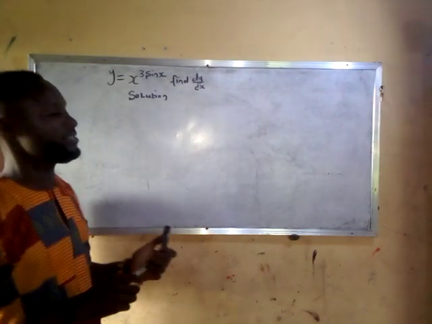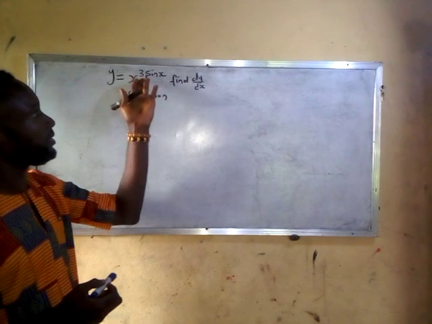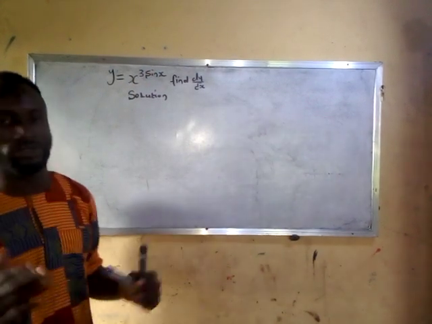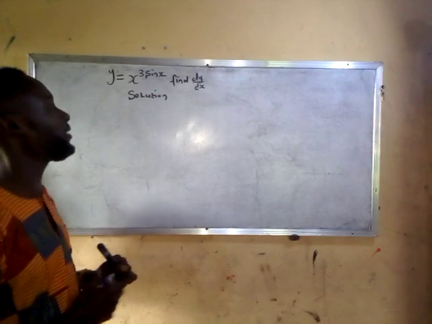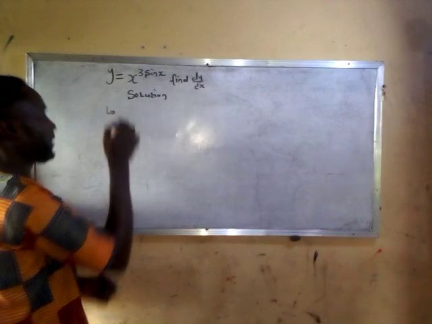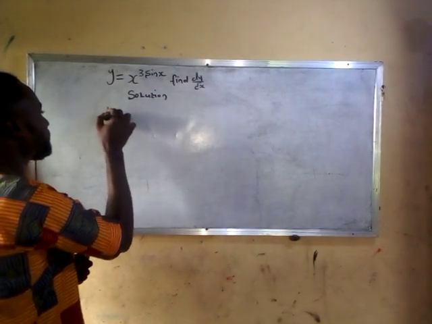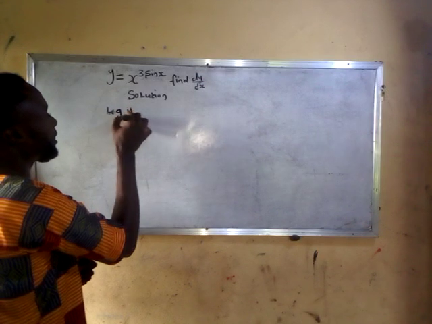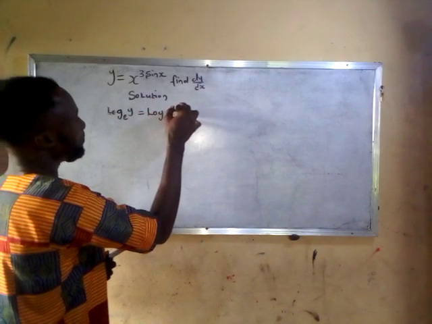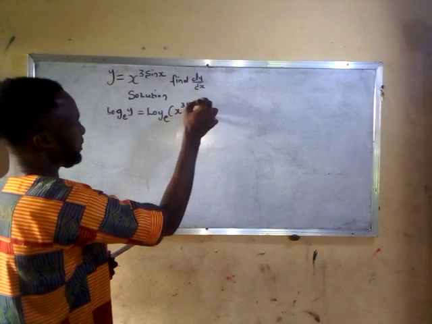Remember what I said in our last video, that if we have anything raised to a power like the question given here, we introduce natural log to the left and the right hand side. So I will introduce my natural log to both sides: natural log of y and the natural log of x^(3 sine x).